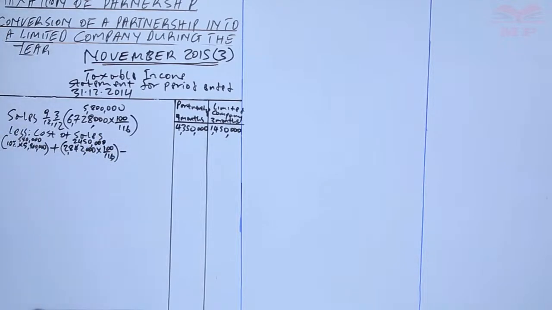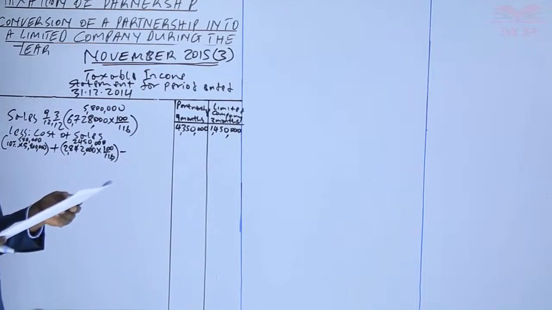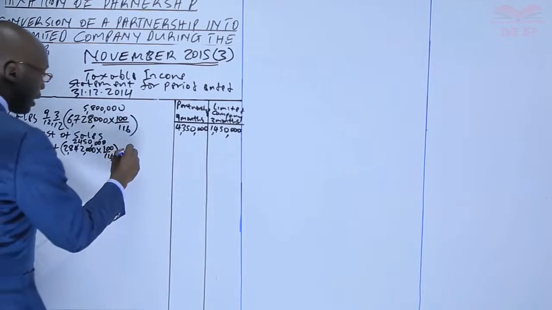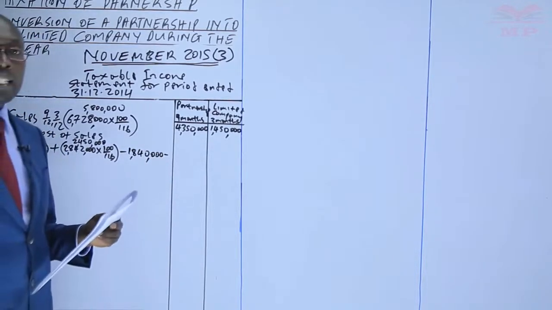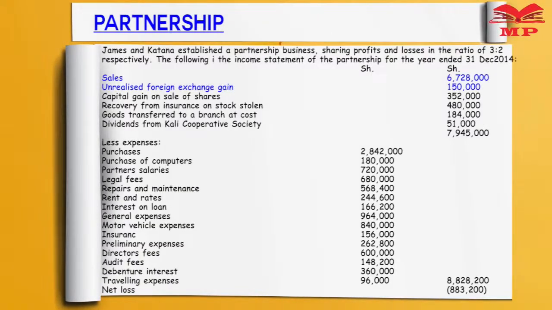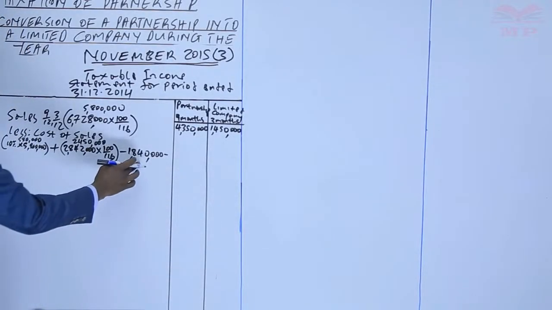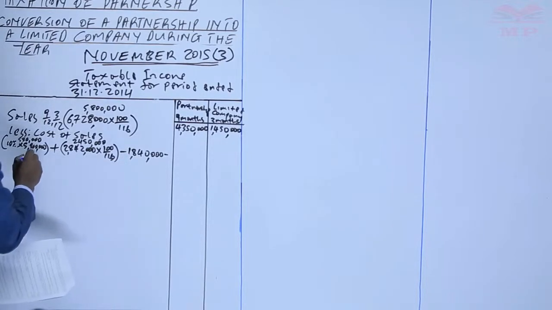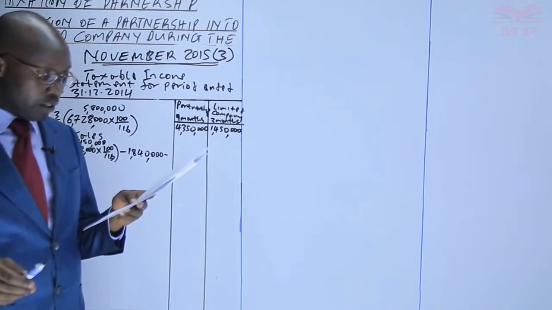And then we less the closing stock. The closing stock is given in additional information number 3. Closing stock was valued at 1840, so minus 1840,000. And then also remember, we say that we also deduct any item that reduced the stock during the year. Do we have it? Yes. Among the incomes in the income statement, there is sales, unrealized foreign exchange gain, capital gain, recovery from insurance on stock stolen. It is telling you that there were stocks that were stolen. So if they were stolen, this must be deducted from here. The stolen stock was 480, so minus 480.